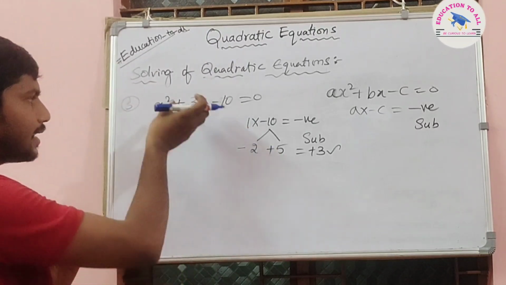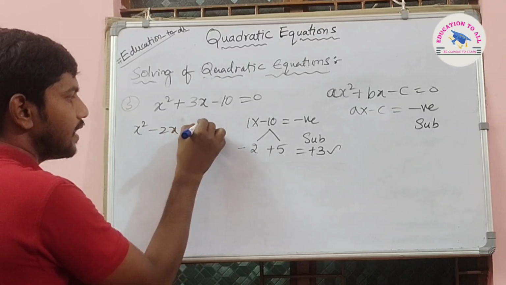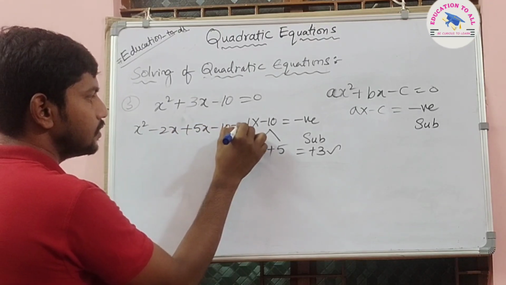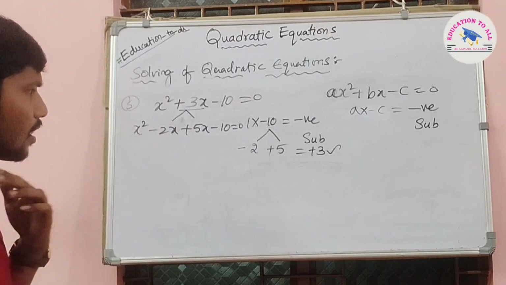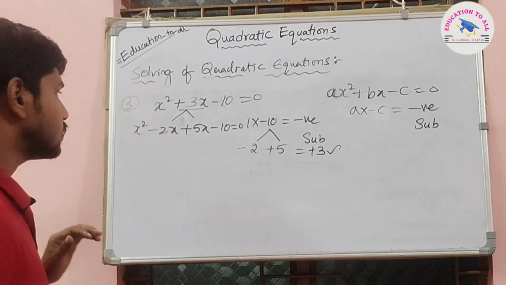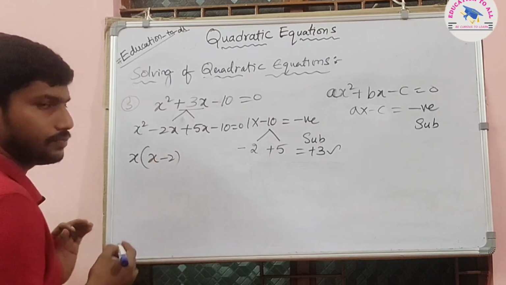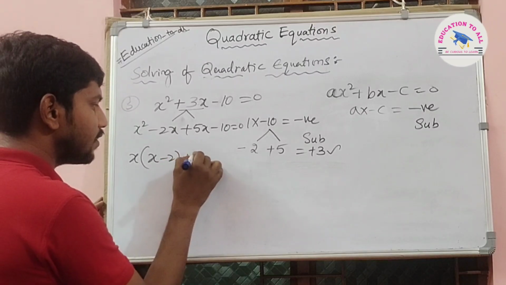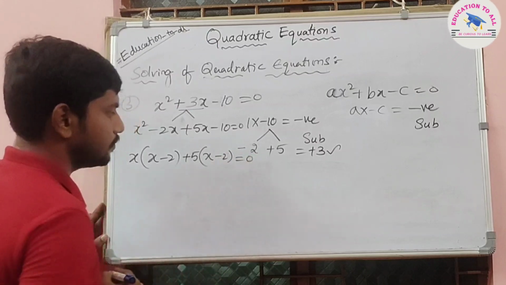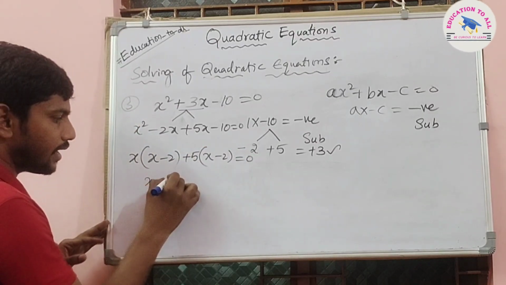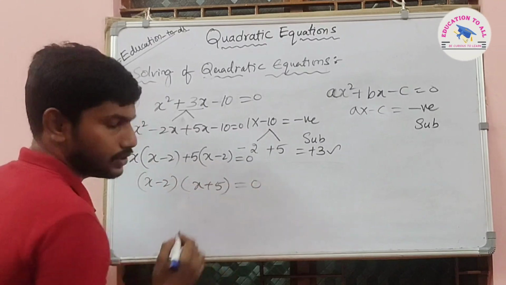So same terms you write here, x square minus 2x plus 5x minus 10 equal to 0. Observe the middle number, we are splitting into minus 2 and plus 5. Okay, so in first two terms, we can take x common, x minus 2. The next two terms, plus 5 you can take as common, so x minus 2 again, that equal to 0. Again, x minus 2 taken out, what is pending? x plus 5 is pending, that is equal to 0.